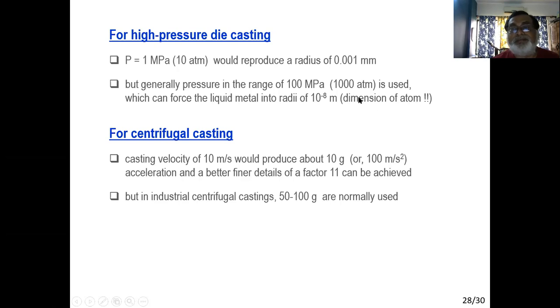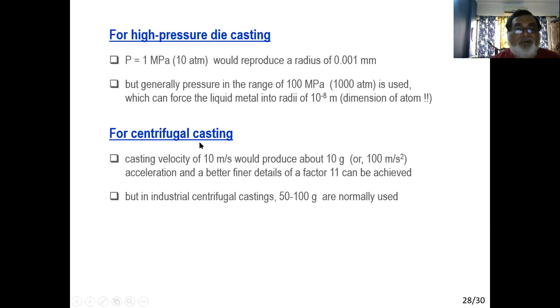Can you understand what I'm saying? If we use 100 megapascal pressure, we can force the liquid metal into a section having a radius of 10 to the power minus 8 meter. And this is the dimension of an atom. So do we have any kind of casting that has such a small cross section? No, never. So why do we use this 100 megapascal high pressure in high pressure die casting?